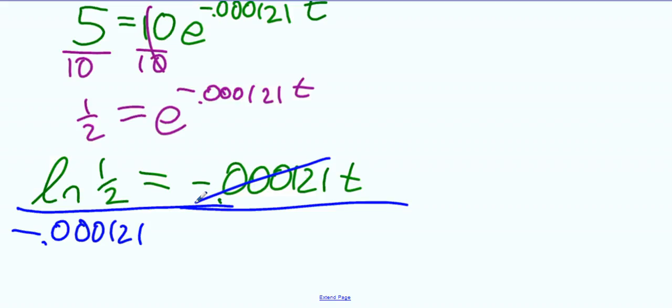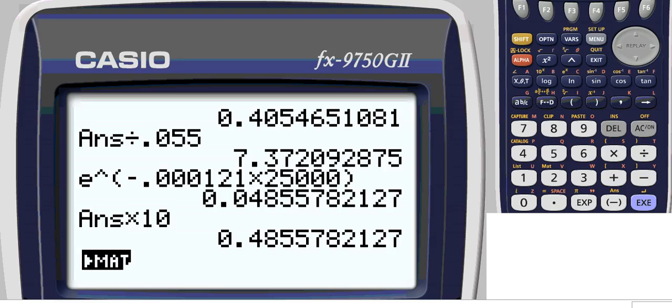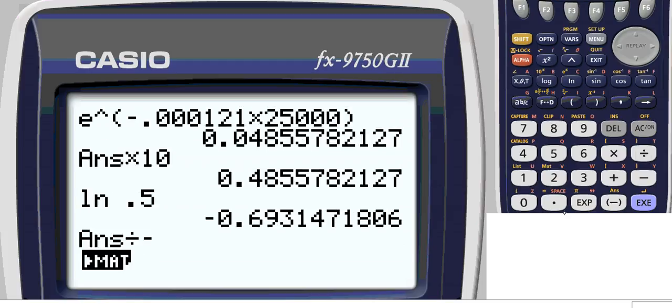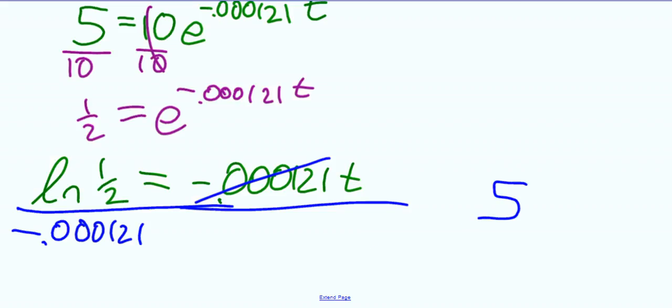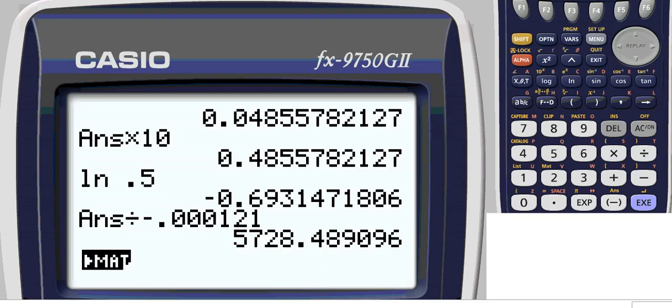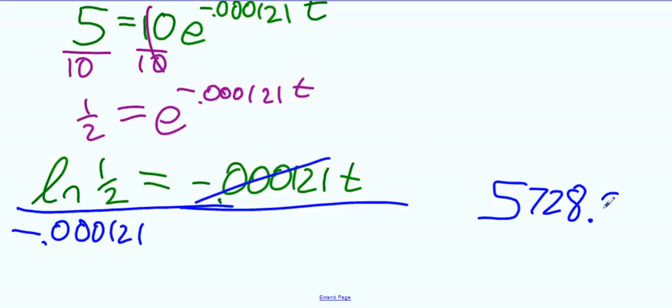So natural log of 1/2, or 0.5, divided by negative 0.000121 is 5,728.489. We'll just say 5,728.5 years. So it takes 5,728.5 years for half of it to go away, half of it to decompose.